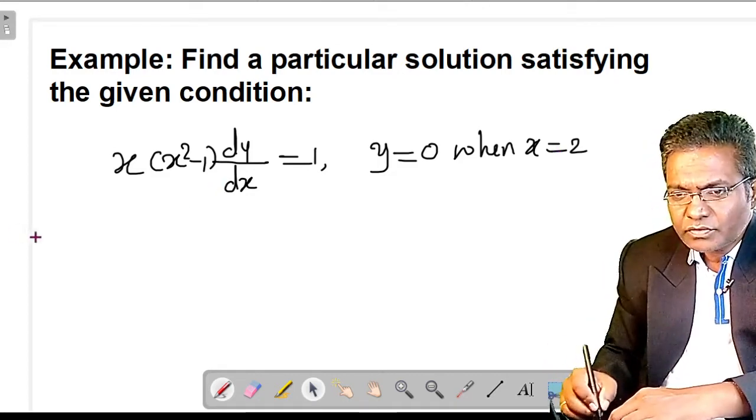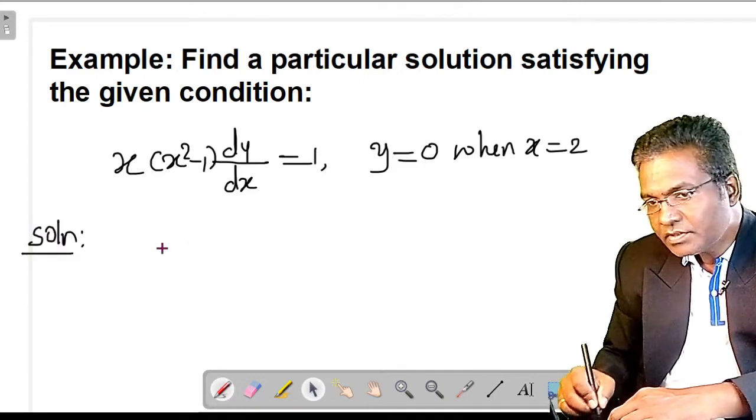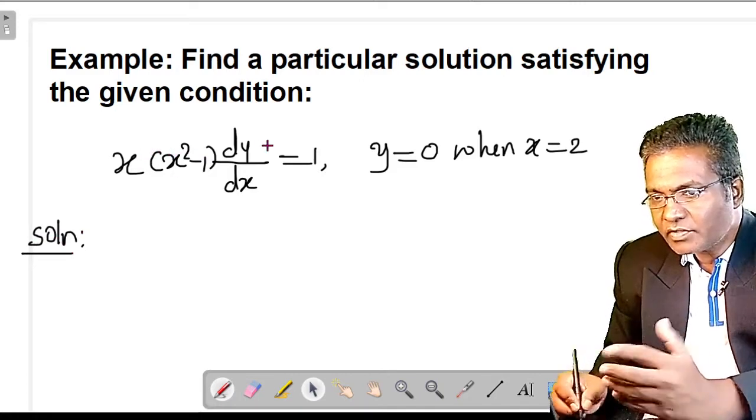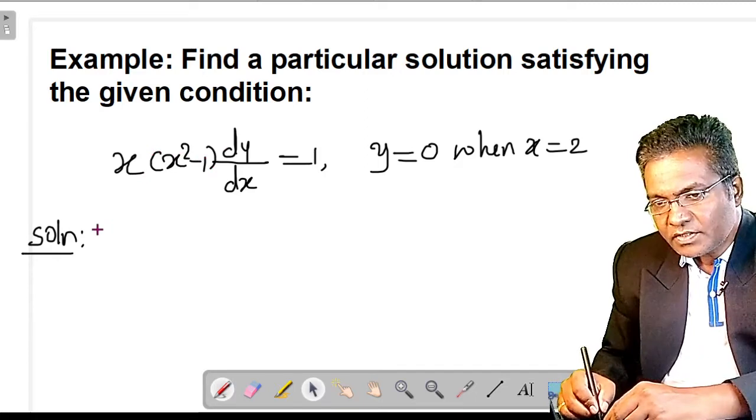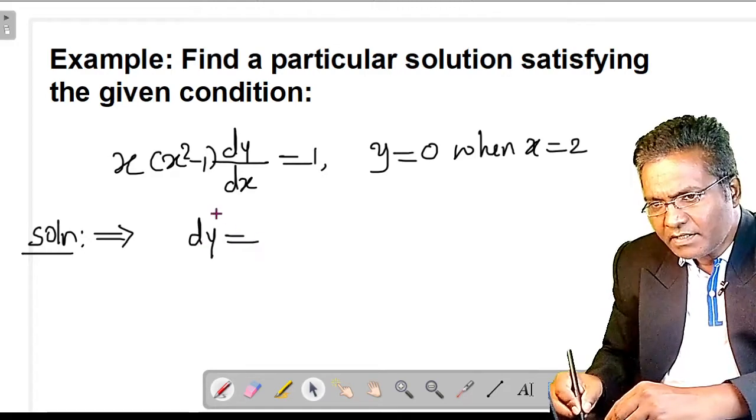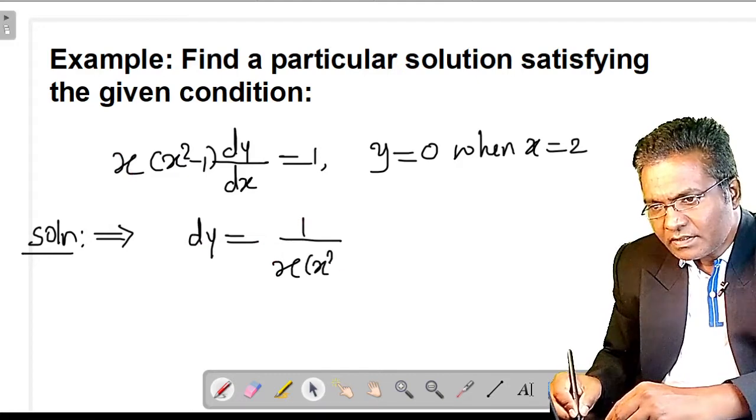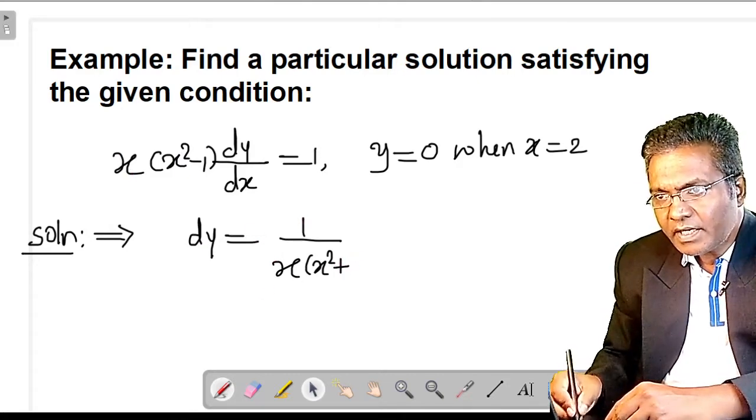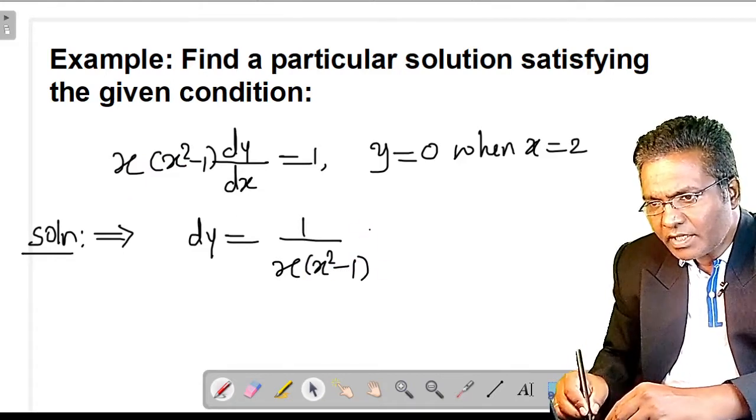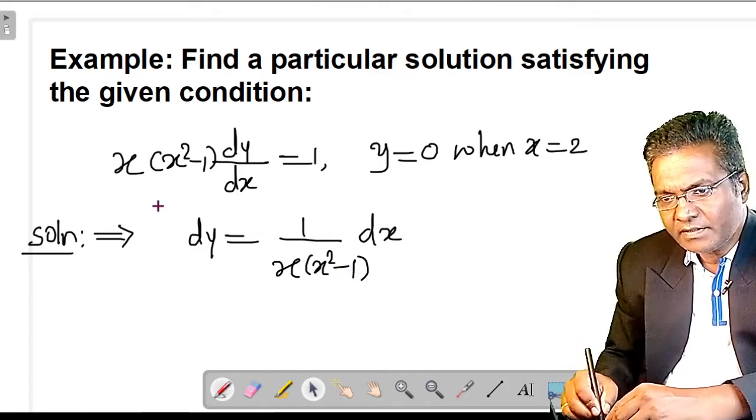Now first you need to think of the method. Here the variable separable method we use because there are only x terms in the product, so you can very easily bring this. So I call it separating variables. I can write directly dy is equal to, you can transfer this term and dx in the numerator, separating variables.